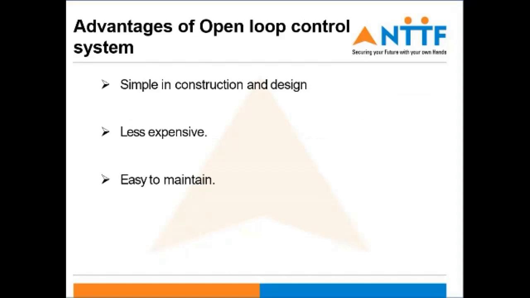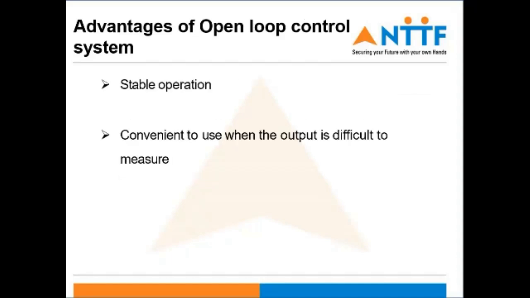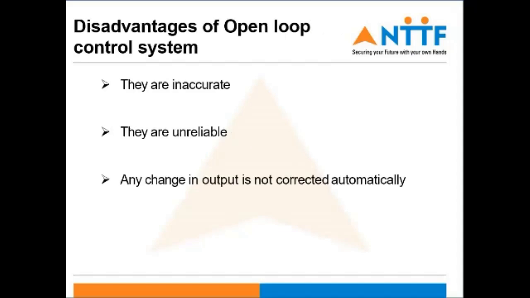So now we are going to discuss the advantages of the open loop control system. These open loop control systems are very simple in construction and design. Because of the simple design, they are less expensive, the cost is low, and they are very easy to maintain. There is no complexity in design and maintenance, and hence they have very stable operation. They are also very convenient to use whenever the output is difficult to measure.